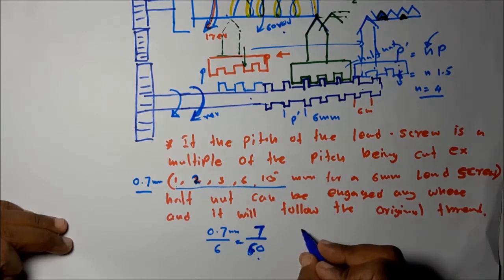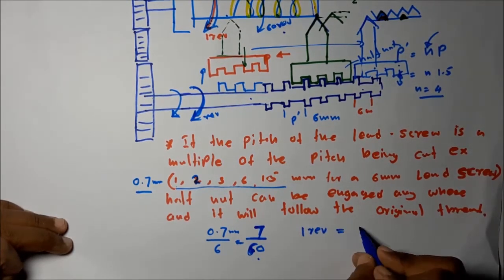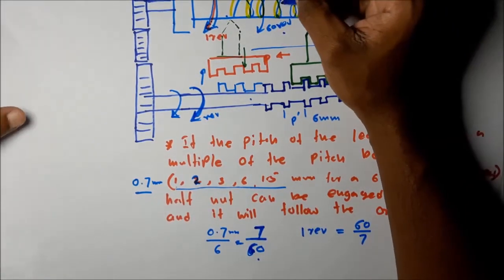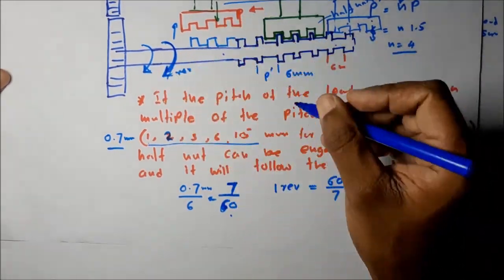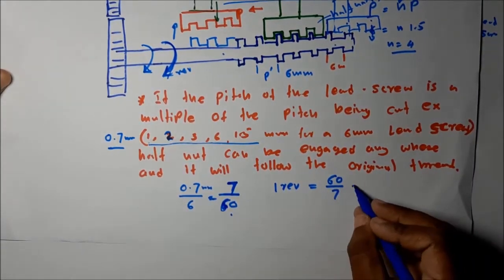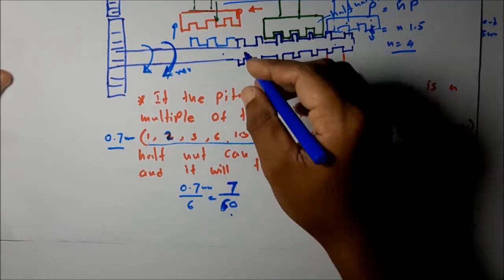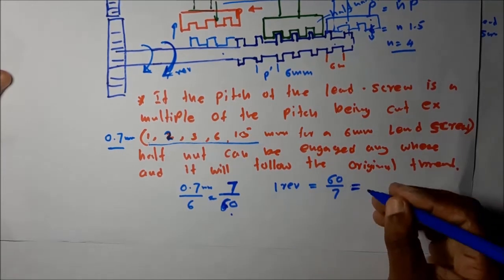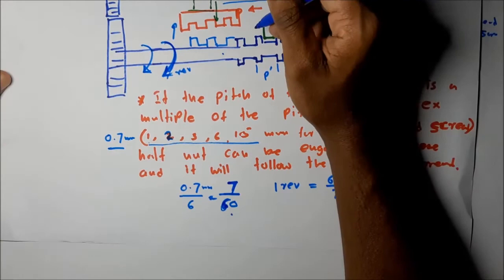Then what happens for 1 revolution of the lead screw? For 1 revolution of the lead screw, 60 divided by 7 revolutions are produced. Here you can see one complete revolution of the lead screw should produce 60 divided by 7 revolutions. Okay, there is a decimal number, no? Not a complete revolution, not a whole number. Okay, this is a decimal number. That is the thing.